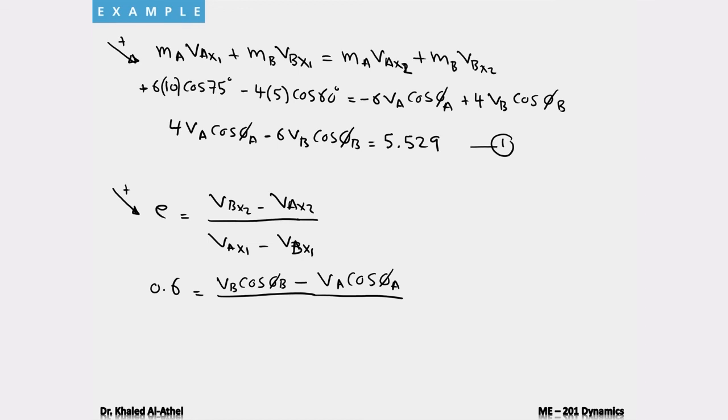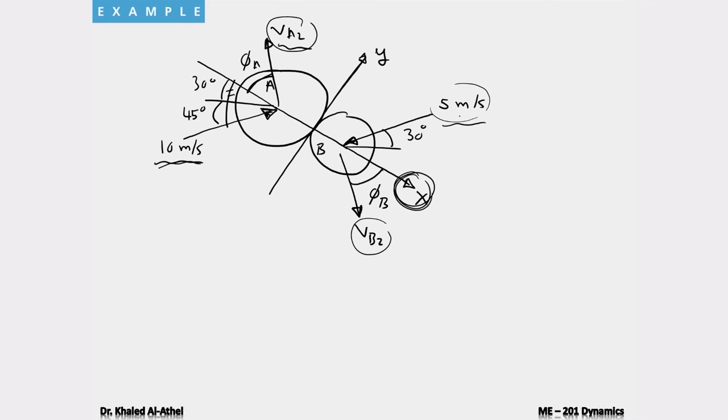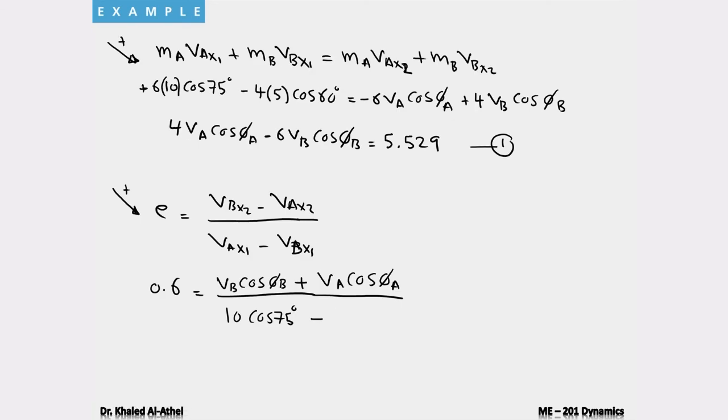Initially, VA was positive, so it's going to be over 10 cosine 75 degrees, and then you have minus, okay, and by the way, VA was minus, so this is going to be plus, and I have 10 cosine 75 minus. Let's look at the initial velocity of B in the x-axis. It was negative, as you can see, compared to this one. So it's going to have minus. Also, you have minus. So it's going to be minus 5 cosine 60.